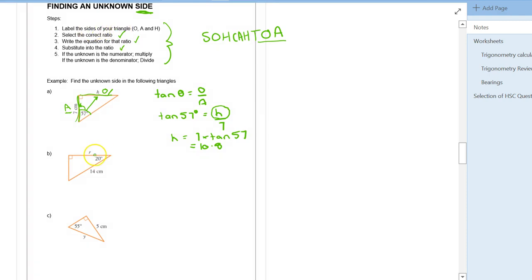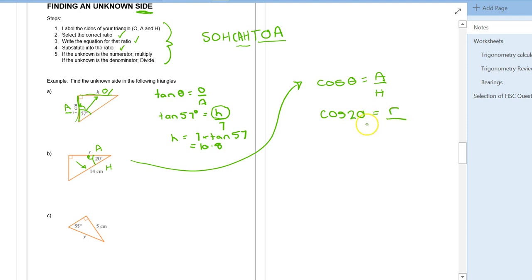Label your sides. I've got opposite the right angle, so I've got the hypotenuse, and I've got next to the angle, so I've got the adjacent. So come up to our SOHCAHTOA, and it's got to be cos. Cos theta equals adjacent on hypotenuse. Write down the equation. Substitute. The angle's 20. Adjacent is R.